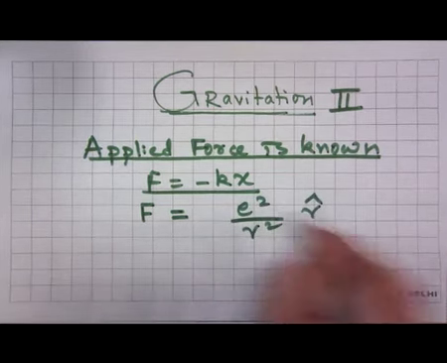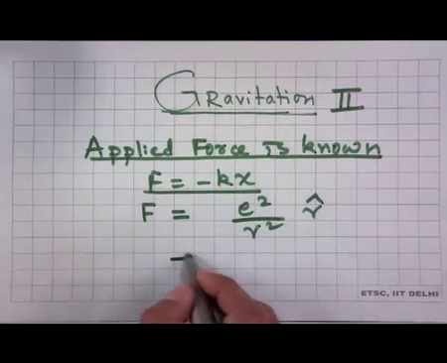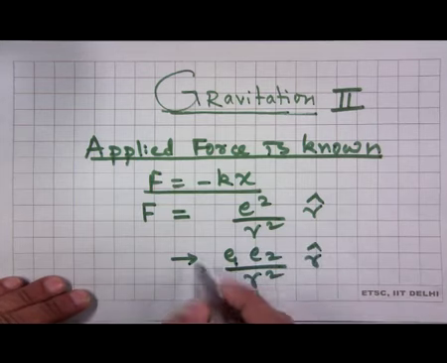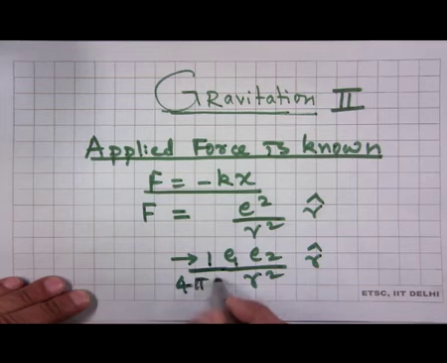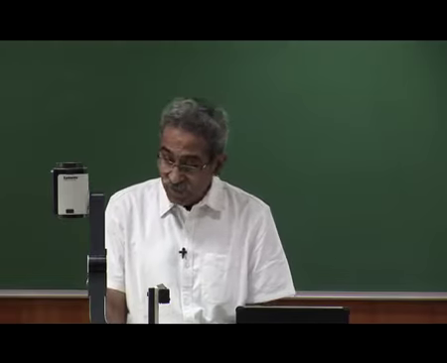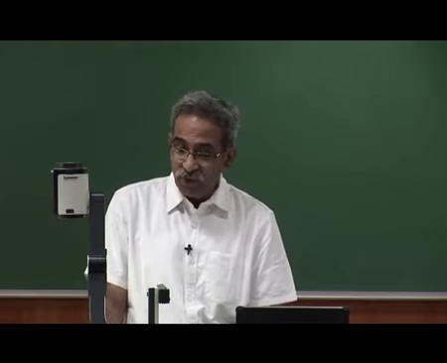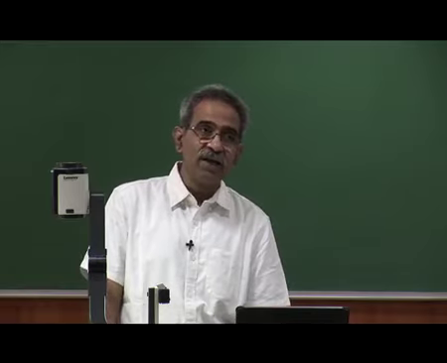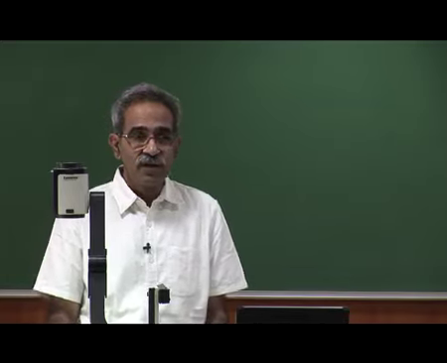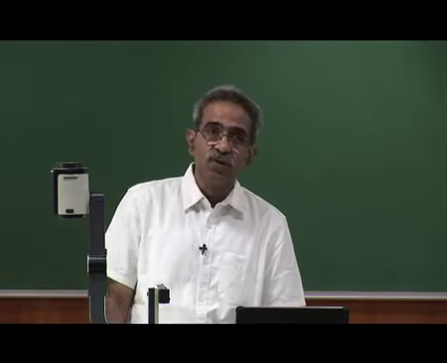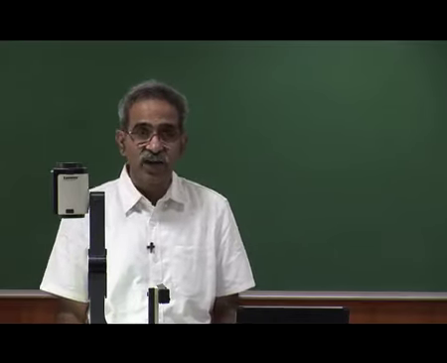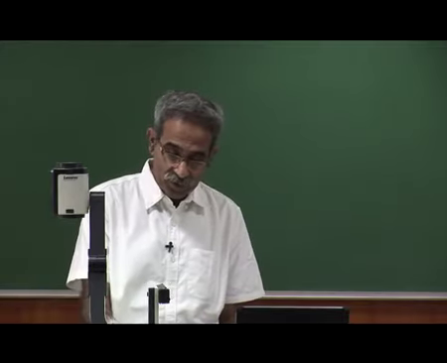Or even better, we write e1 e2 by r squared r hat, and probably you may like to put a factor 1 over 4 pi epsilon naught, etc. So basically what we are saying is that when I am speaking of the applied force, what I am doing is to model it based on a large number of observations and our own intuition, and then we plug it into Newton's equation, dp by dt is F applied, and check whether our modeling is correct or not. This is something that we have to remember.